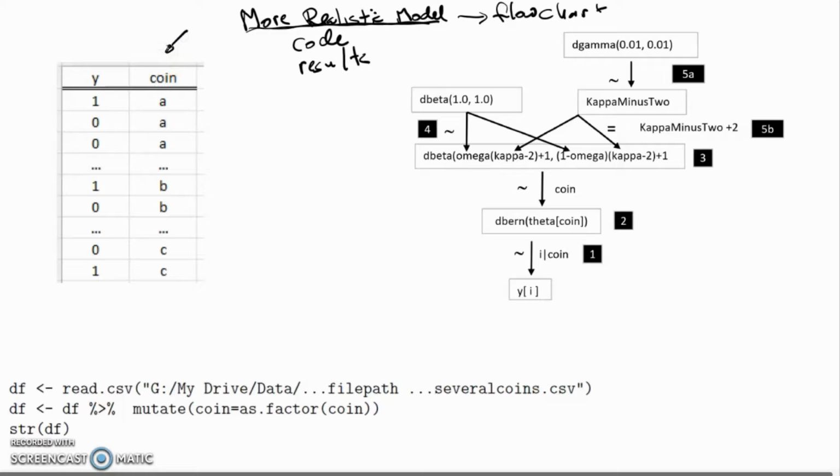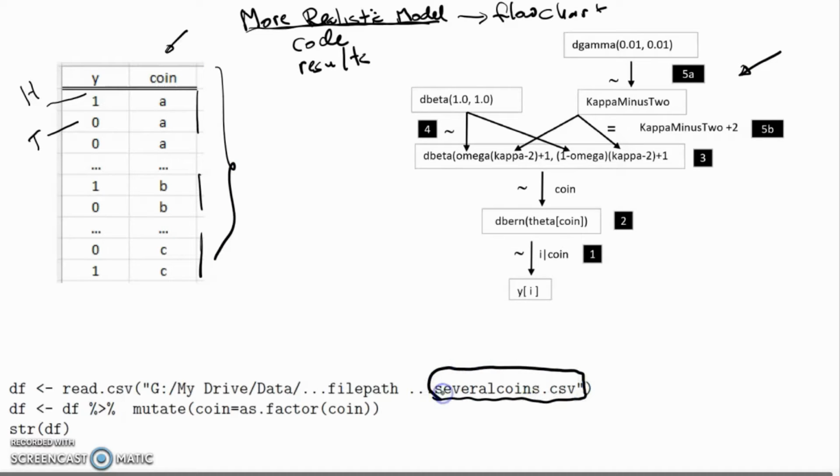And here are the data. I'm going to assume that we've got these three coins, A, B, and C, and we've got a series of heads and tails, where a head is coded as a 1 and a tail is coded as a 0. And there is our flow chart.